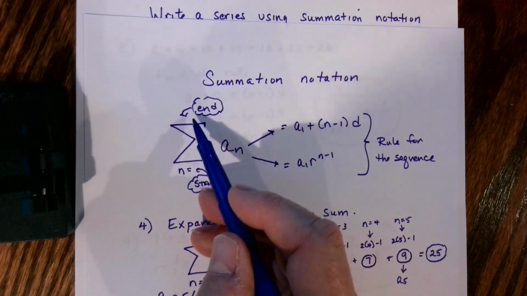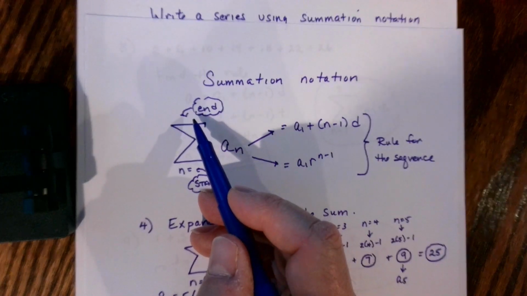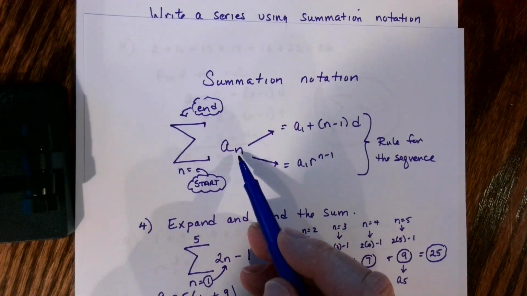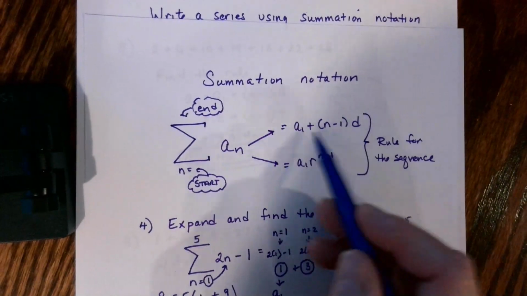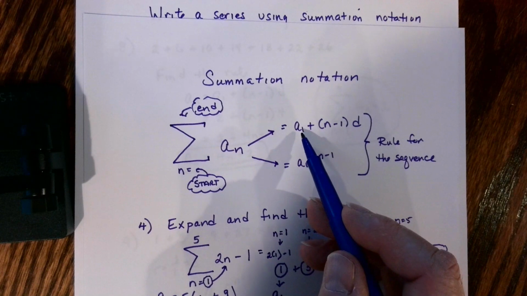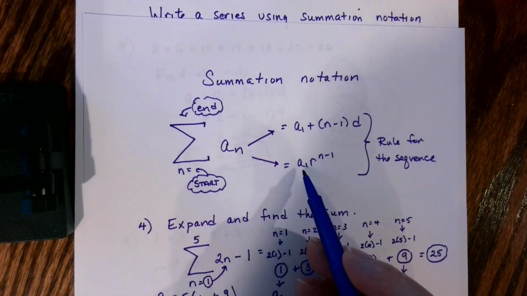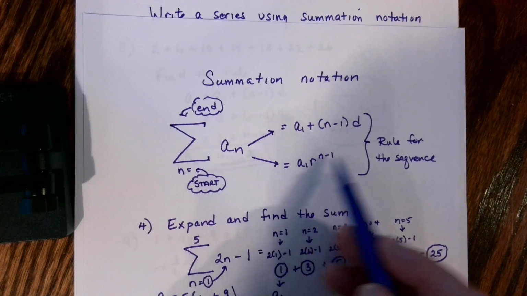And then how many terms are we finding the sum for? Is it the next 10 terms? The next 15 terms? And then we have to decide what is the rule. If it's arithmetic, then we use the formula, the first term plus n minus 1 times d. If it's geometric, then we use the formula, the first term times r to the n minus 1 power.